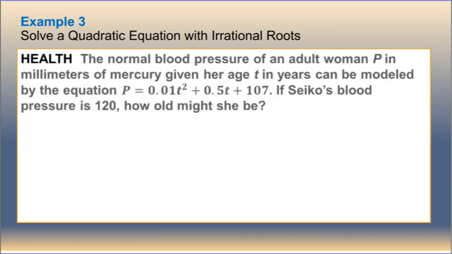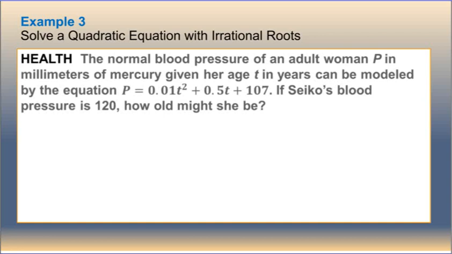We head to example 3. Word problem format. The normal blood pressure of an adult woman, P, in millimeters of mercury, given her age, T, in years, we modify an equation: P equals 0.01 T squared plus 0.5 T plus 107. If Sanko's blood pressure is 120, how old might she be?